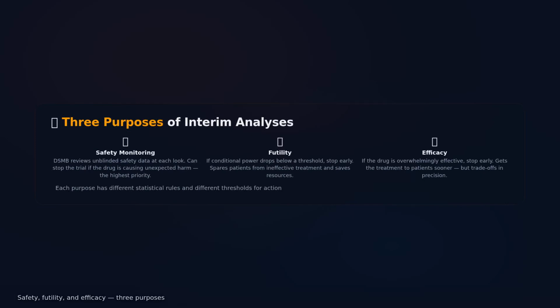Interim analyses serve 3 main purposes. First, safety monitoring. An independent data safety monitoring board reviews unblinded safety data to ensure no patients are being harmed. Second, futility analysis. If the drug is clearly not working, stop early and save patients from ineffective treatment. Third, efficacy analysis. If the drug is overwhelmingly effective, stop early and get it to patients sooner. Each purpose has different statistical rules and different thresholds for action.